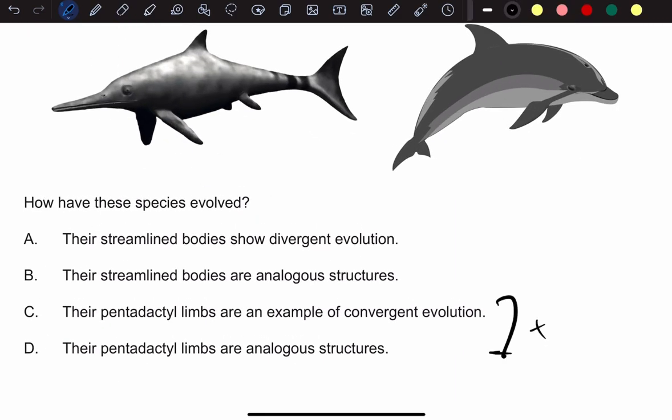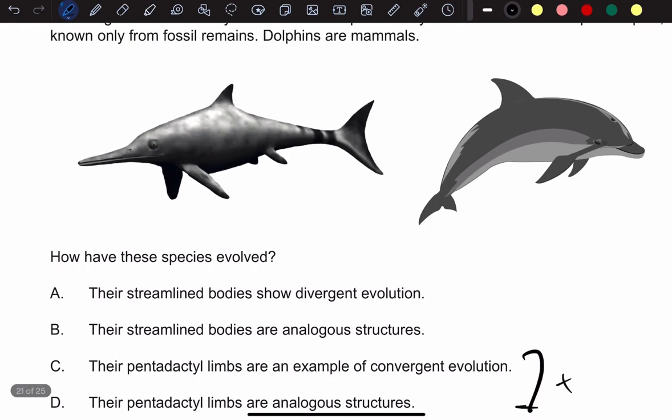And then it's asking us if they're divergent evolution or analogous structures. So we know that there are two types of structures: analogous structures and homologous structures, right? Analogous structures have similar functions, but their evolutionary origins are different. Whereas homologous structures look quite similar in terms of basic structure, and they're actually from a common ancestor.